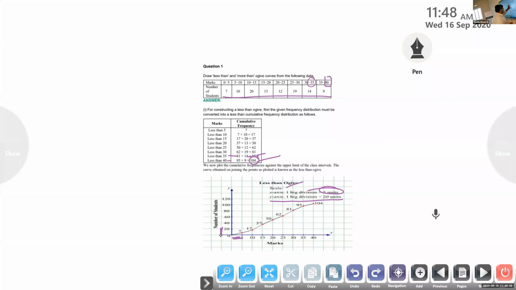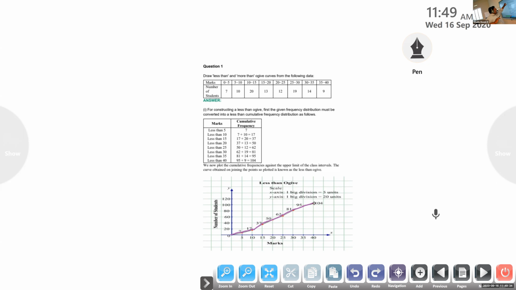And what do you want to do next? We want to join all these points using a scale. Starting from 0 to 7, we draw a line, and 7 to 17, 17 to 37, 37 to 50, 50 to 62, 62 to 81, 81 to 95, and 95 to 104. So we created a less than ogive here. Is that clear? Okay, the less than ogive is done.